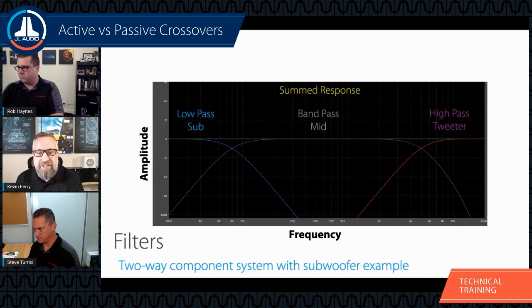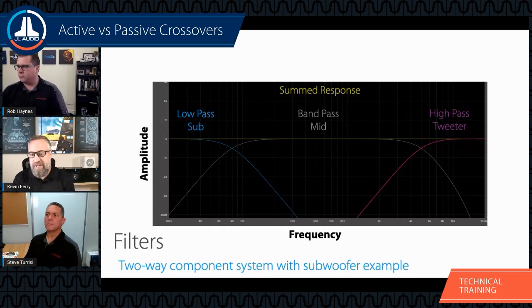So this is a good example of a two-way component set. So you have a tweeter, a mid-bass or a mid-range driver, and then a subwoofer on there. The sub is low passed at 80 hertz. The mid is high passed at 80 hertz, and then low passed at 5 kilohertz. And that creates what we call a bandpass. So when somebody talks about filters and a bandpass filter, it gives a certain band of frequencies to be able to pass through that speaker there.